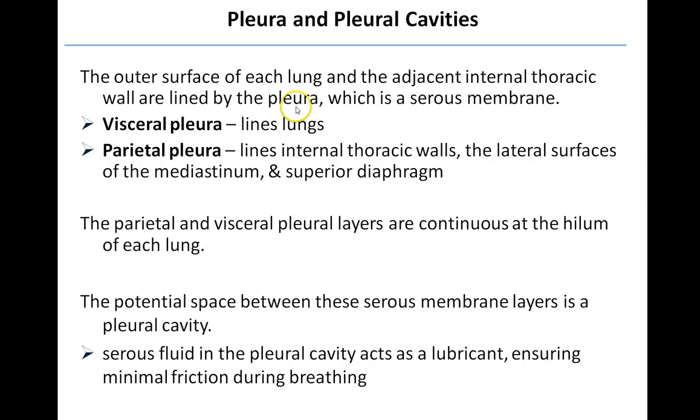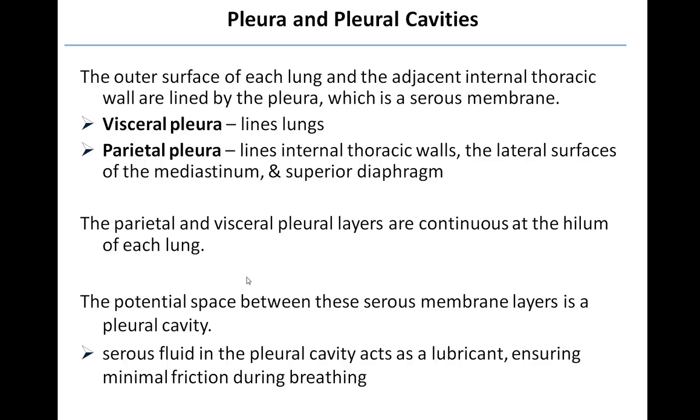The type of membrane we have that lines the lungs is what we call a serous membrane. As I mentioned before, it's a double layered membrane. The layer of the membrane that lines the lungs is called the visceral pleura. There is then an outer layer which is continuous with this visceral layer called the parietal pleura. It lines the internal thoracic walls, the lateral regions of the mediastinum, and also the superior diaphragm. There is a space between the membrane layers we call the pleural cavity, and there is serous fluid. It's like a serum-type fluid that acts as a lubricant, ensuring minimal friction during breathing.